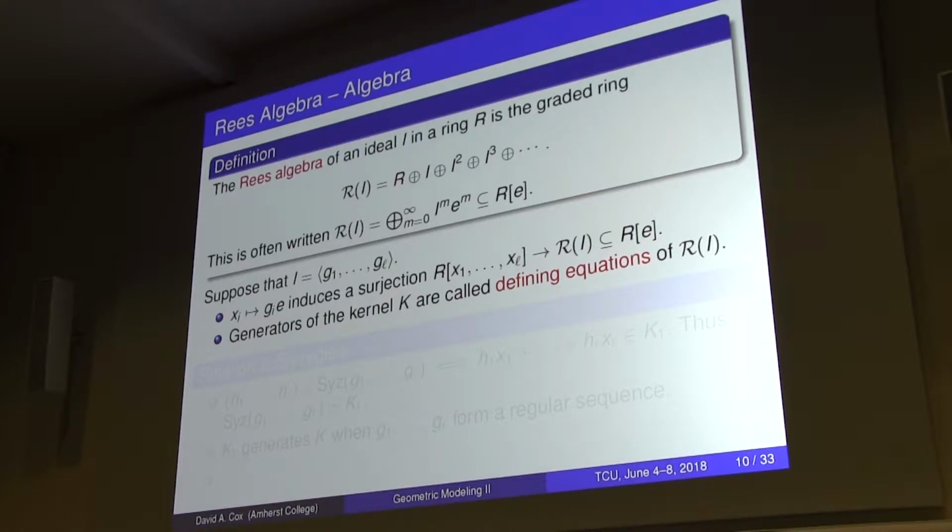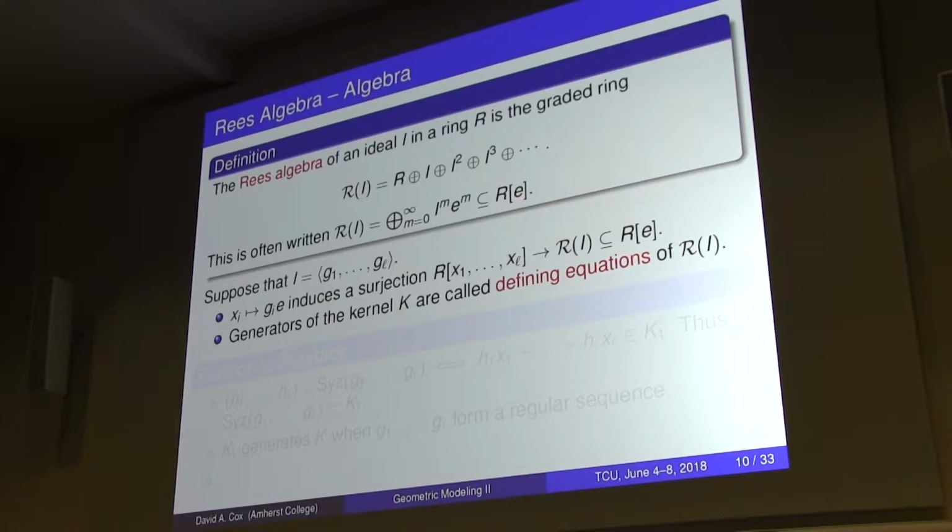In degree 0, it's the ring. In degree 1, it's I. Degree 2, it's I squared. Degree 3, it's I cubed, and so on. And the way you often write this is you add an auxiliary variable e, and then you can write the Rees ring as a subring of the polynomial ring in one variable e over the ring R.